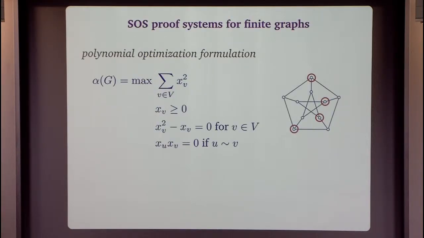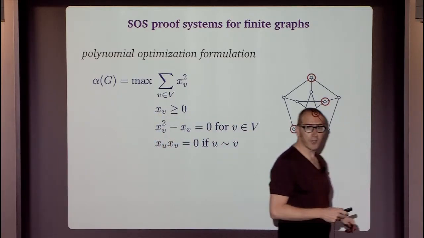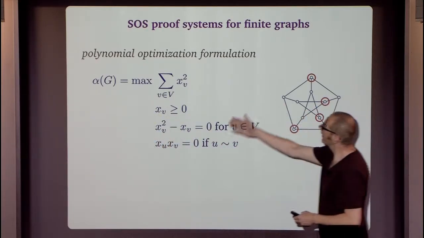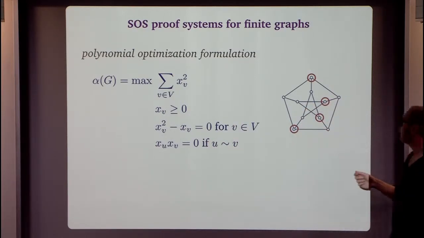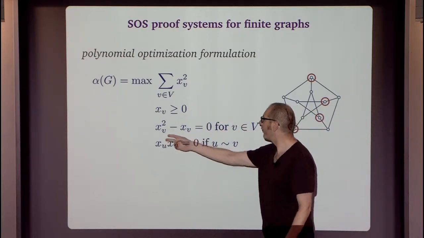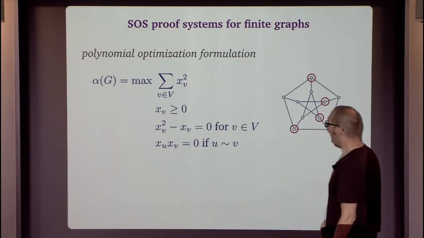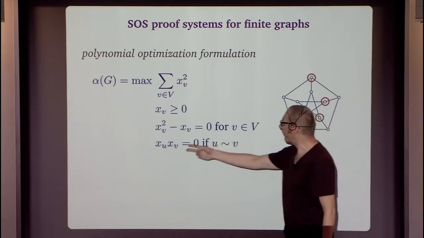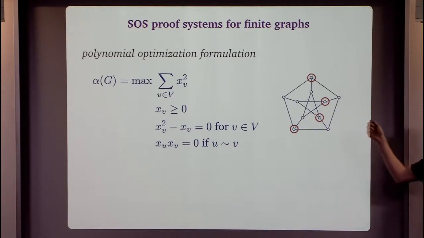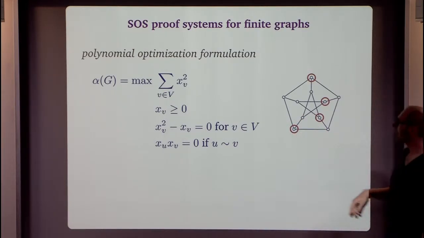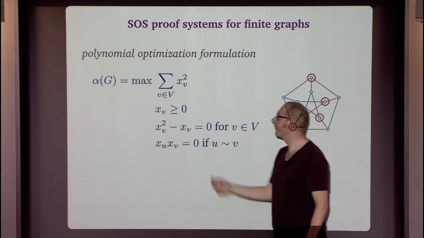Okay, so how do these SOS proof systems work? Here I gave you the SOS proof system for finite graphs. You formulate the independent set number as a polynomial optimization problem, for example, like this. For every vertex of the graph, you have a variable. The variable should be non-negative. It should be either 0 or 1. If it's 0, it should not belong to the independent set. If it's 1, it should belong to the independent set. And this is encoded by this quadratic equation.